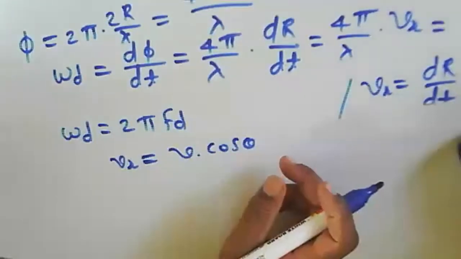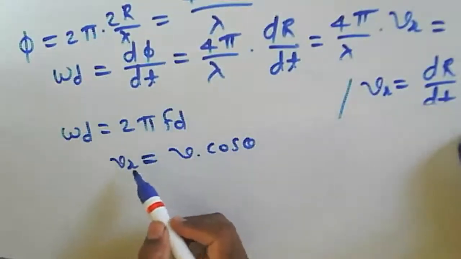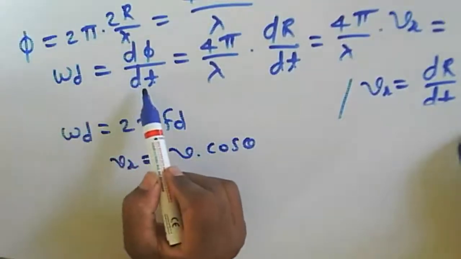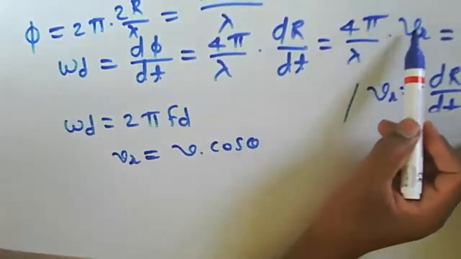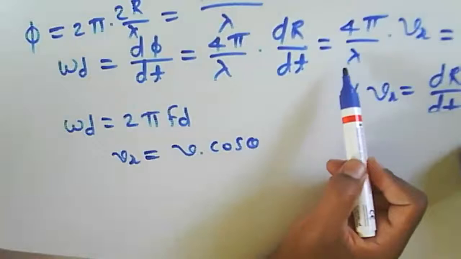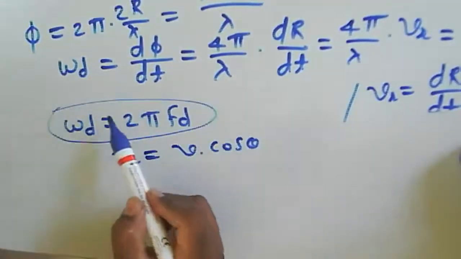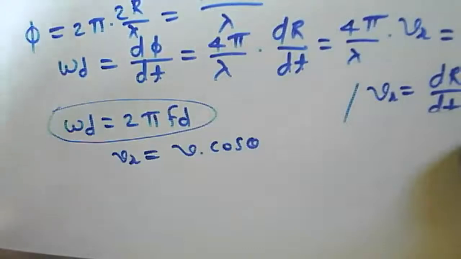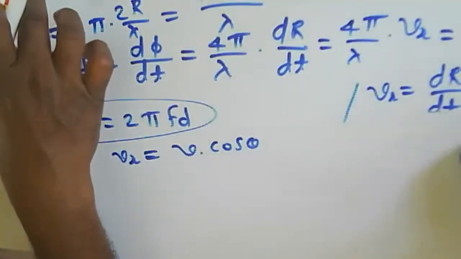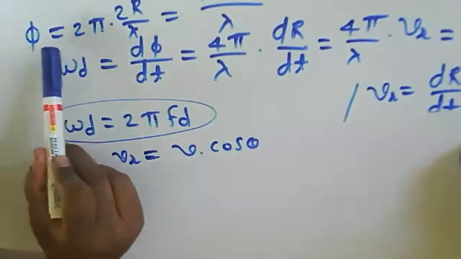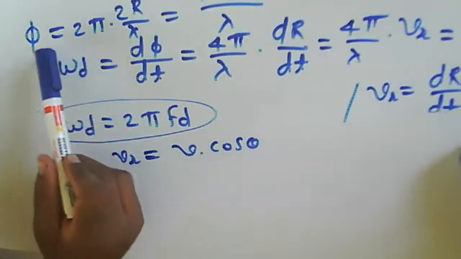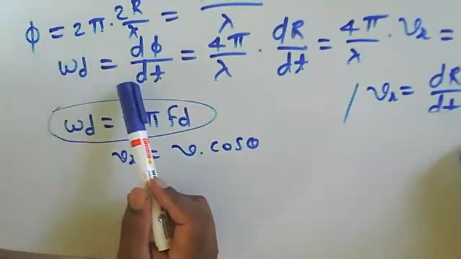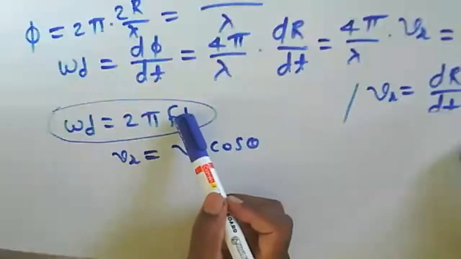We defined earlier that the rate of change with respect to time, with respect to the radial velocity, is 4 pi VR by lambda. Or we can define the rate of change of phi, where phi is the total phase change in a two-way propagation, with respect to time as omega d. Omega d is the angular frequency, which can be defined in terms of the Doppler shift. So omega d is equal to 2 pi fd.